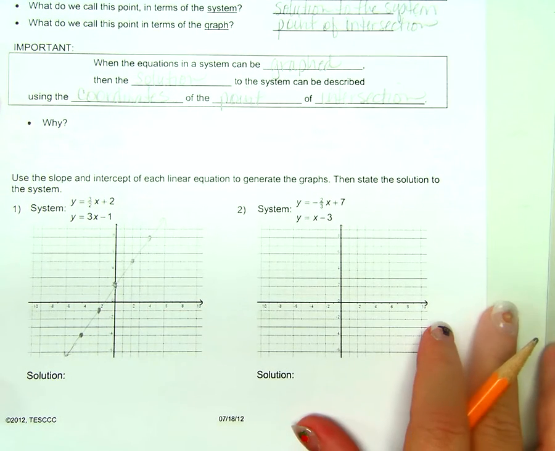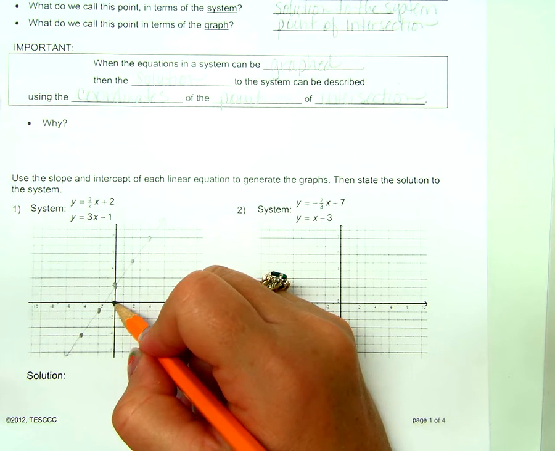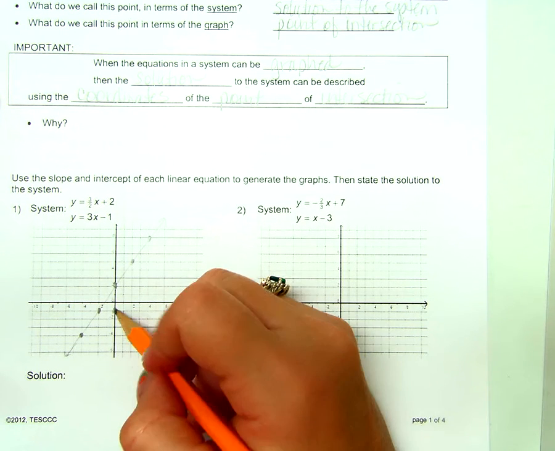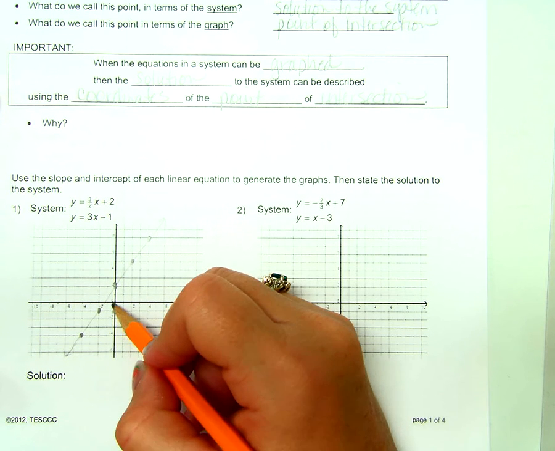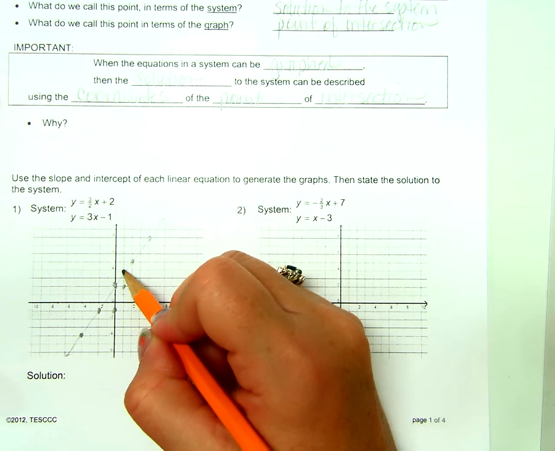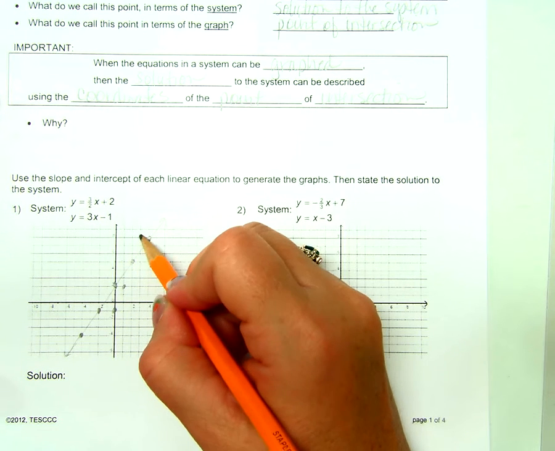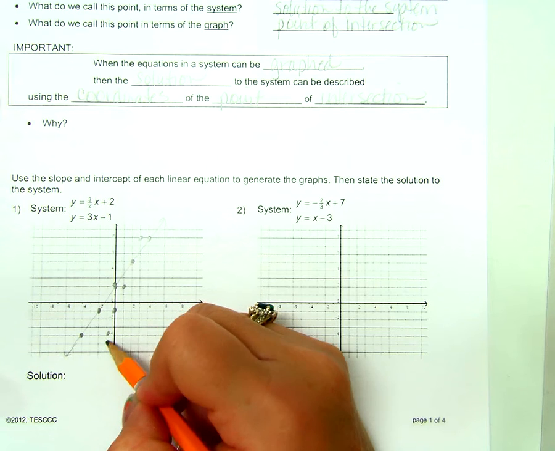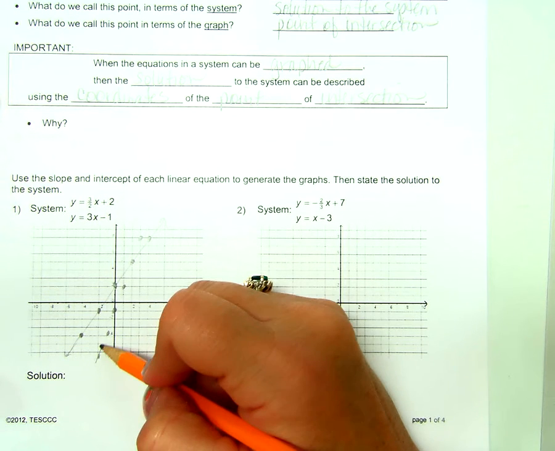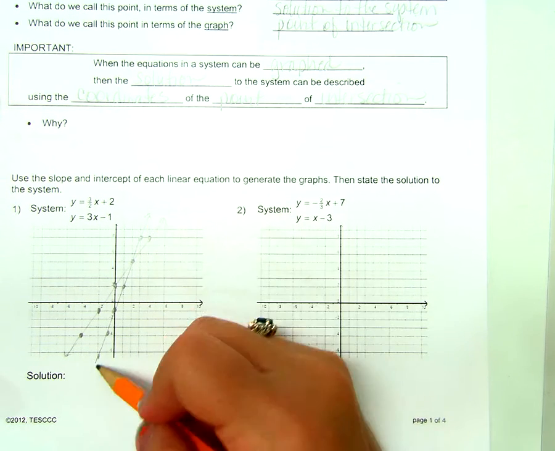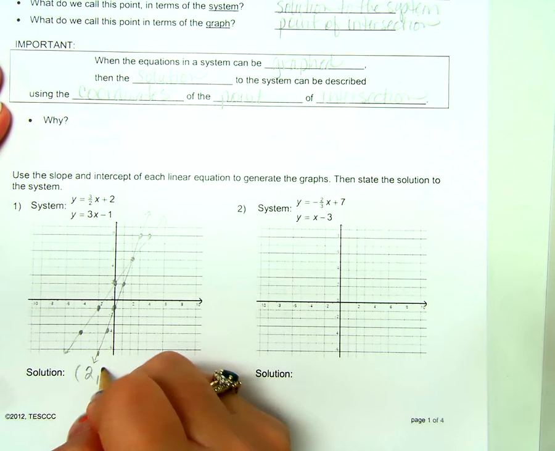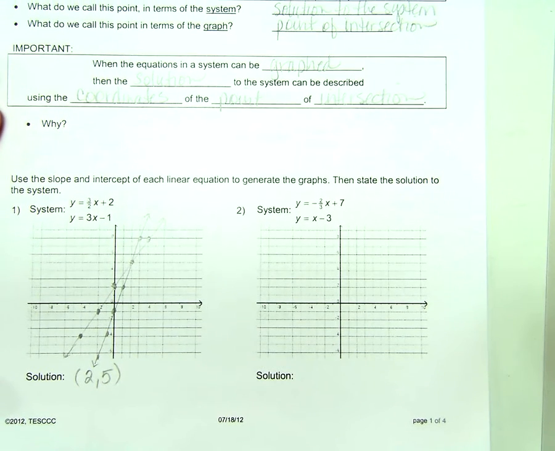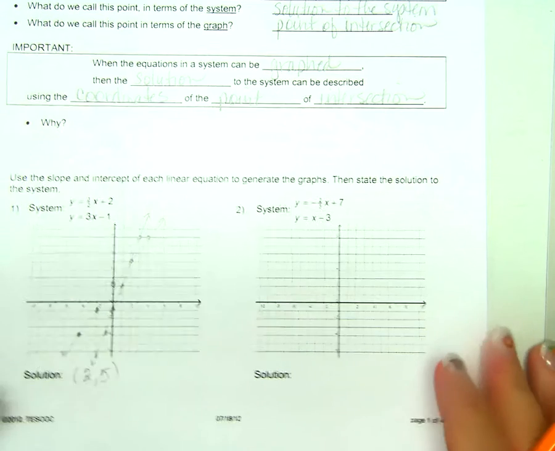How do I graph the other line? Rise 3, run 1. Or fall 3, run backwards 1. So there's that line. So where is my solution? 2, 5, and why is that my solution? It's where the 2 lines intersect. It's the point of intersection.